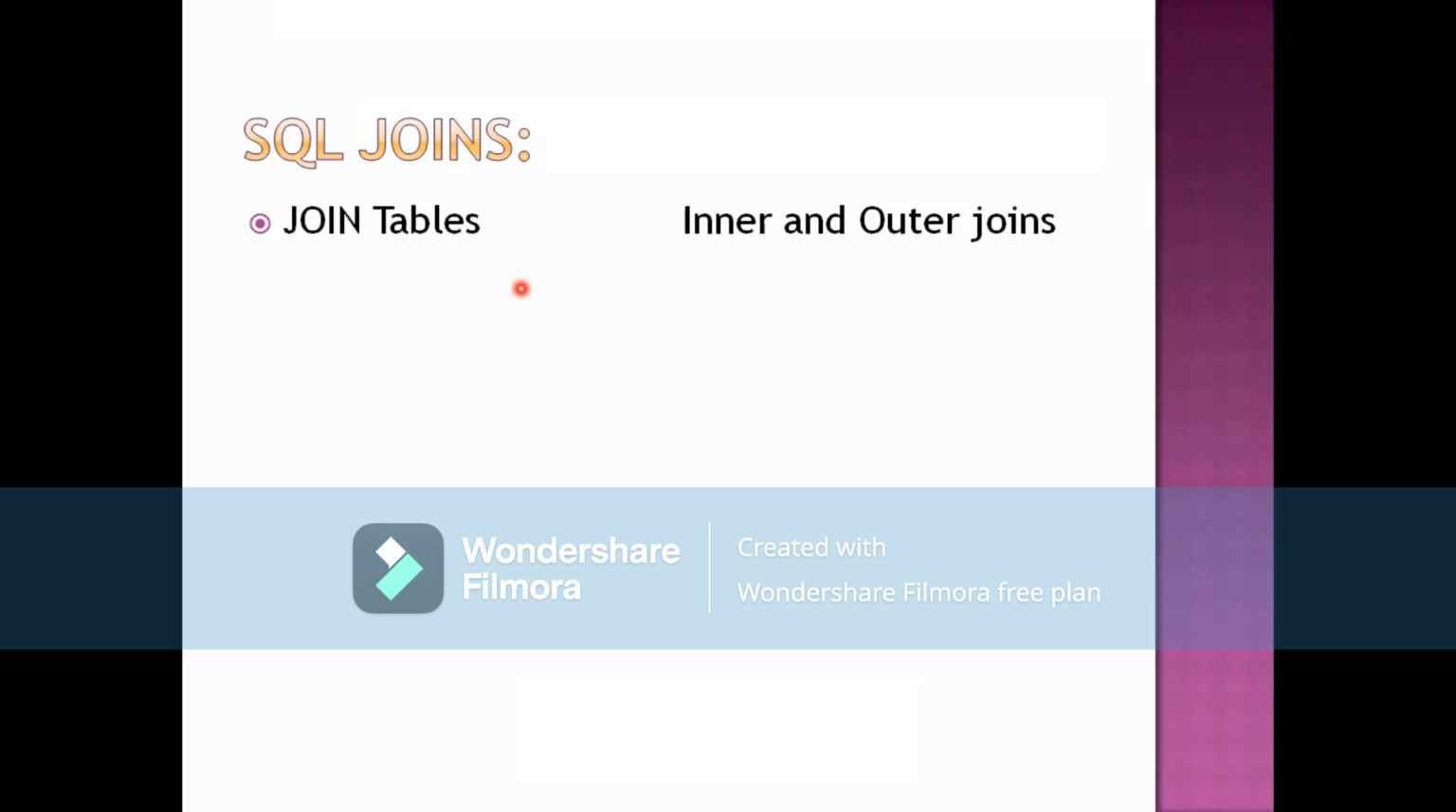So generally, how many types of joins do we have? Inner join, left outer join, right outer join, full outer join, and cross join. These five types of joins are available. Okay. These joins we will also cover. The SQL joins are the most important topic. Okay.